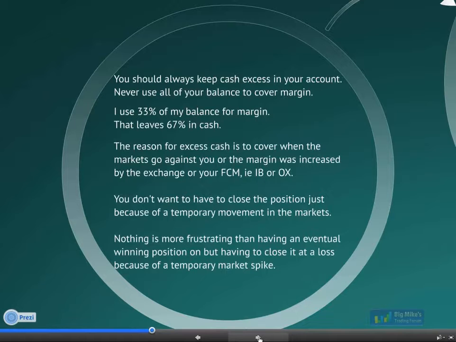So you don't want to have to close a position just because of temporary movement in the markets. So that's why you have the excess, so you can ride things out. You don't want to be forced out continually of positions. Nothing is more frustrating than having an eventual winning position on, but having to close it at a loss because of a temporary market spike, and then have the market immediately turn around and your position never went in the money and would have been profitable.